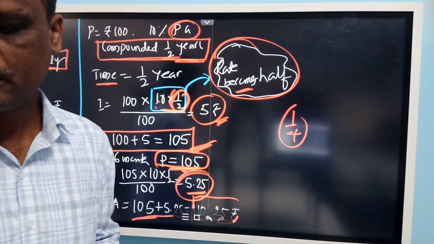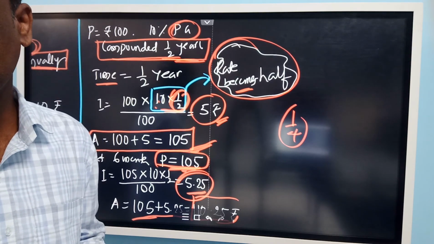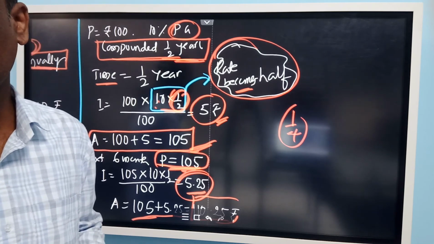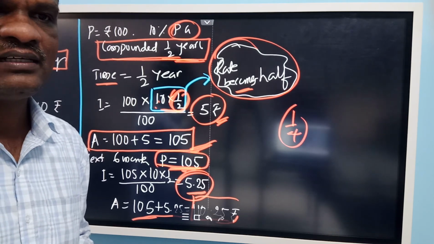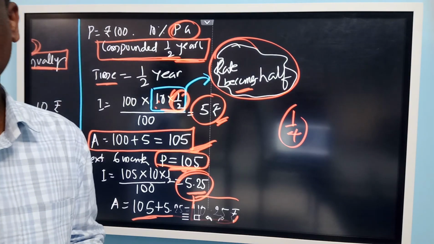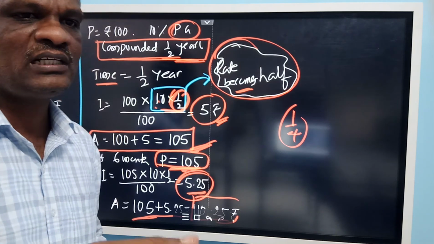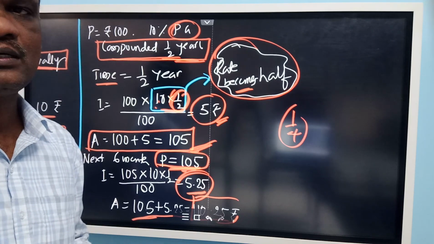So I will stop here. Tomorrow, or the next day, we will discuss it. With an example we will understand half yearly calculation, how to change the rate and how to change the period, the conversion period, what are the things we have to change while calculating half yearly. There is a difference between annual calculation and half yearly calculation. So we will learn in the next period.